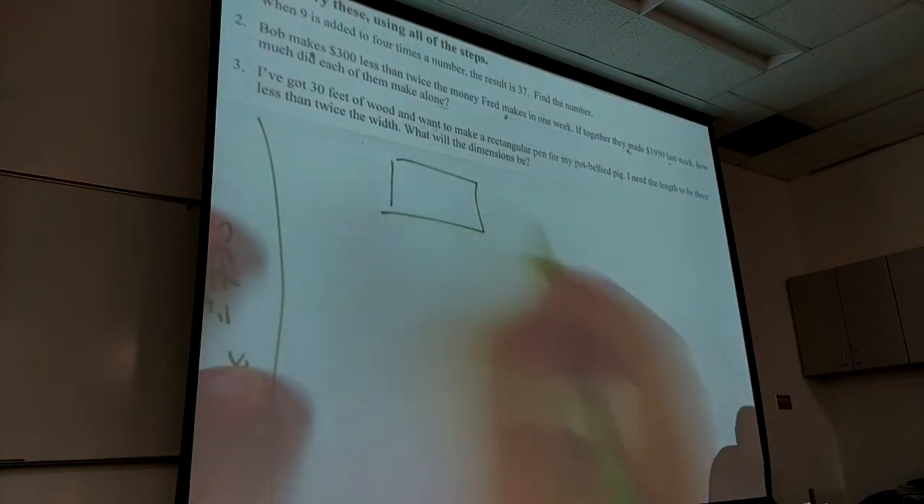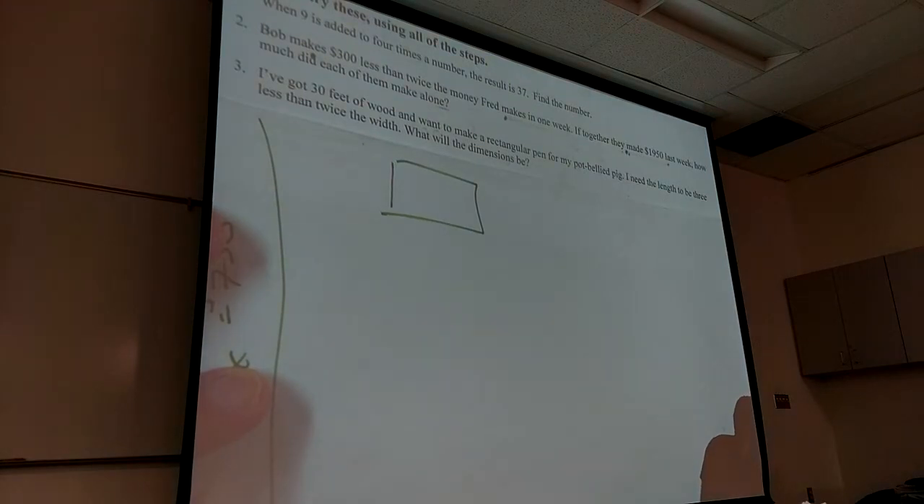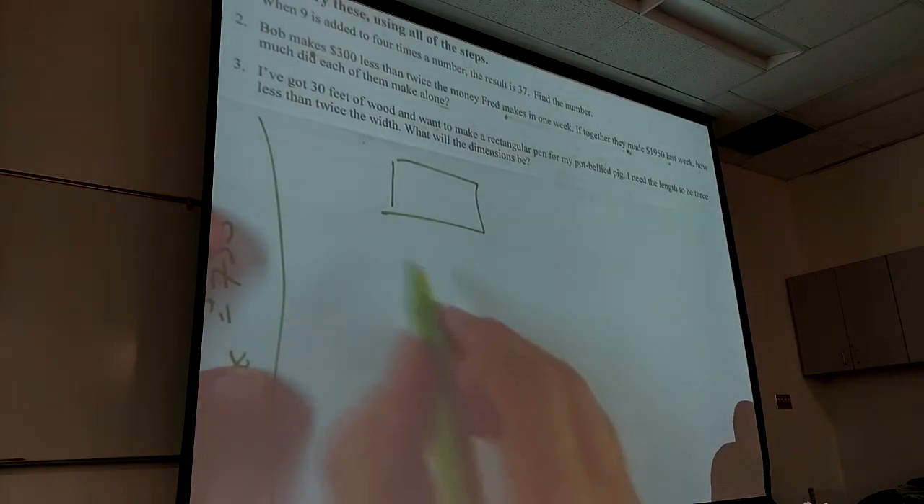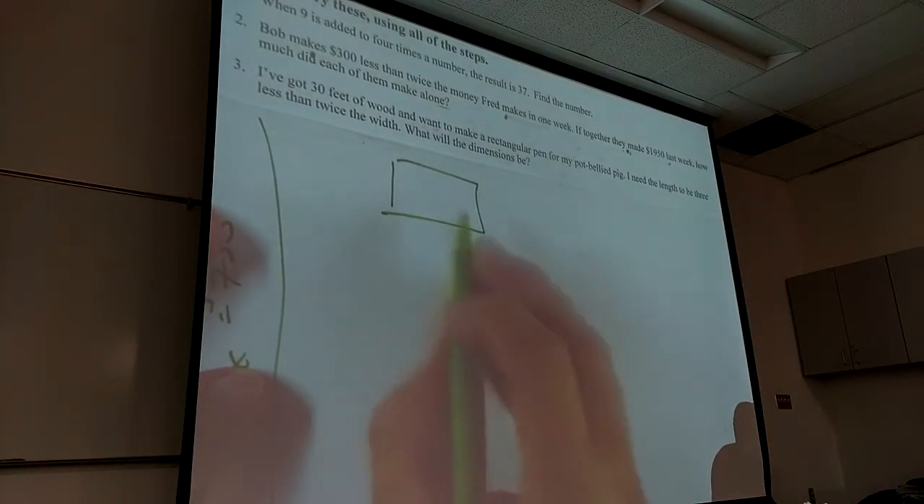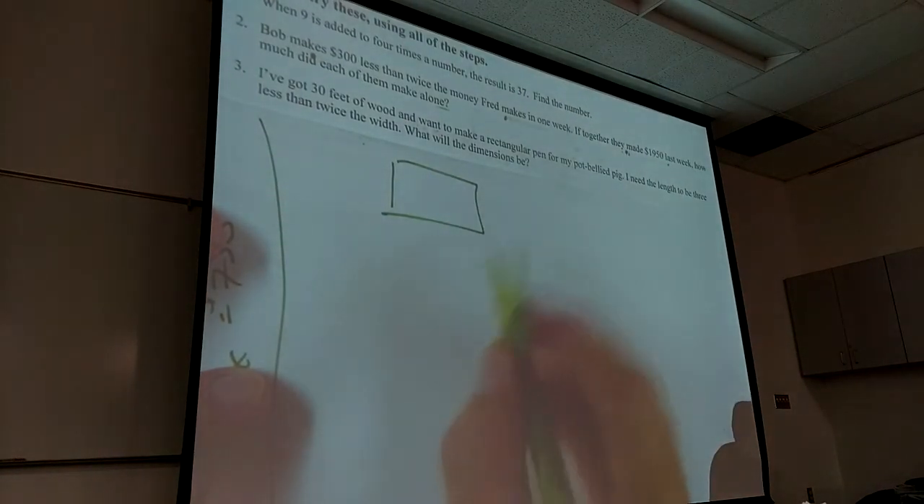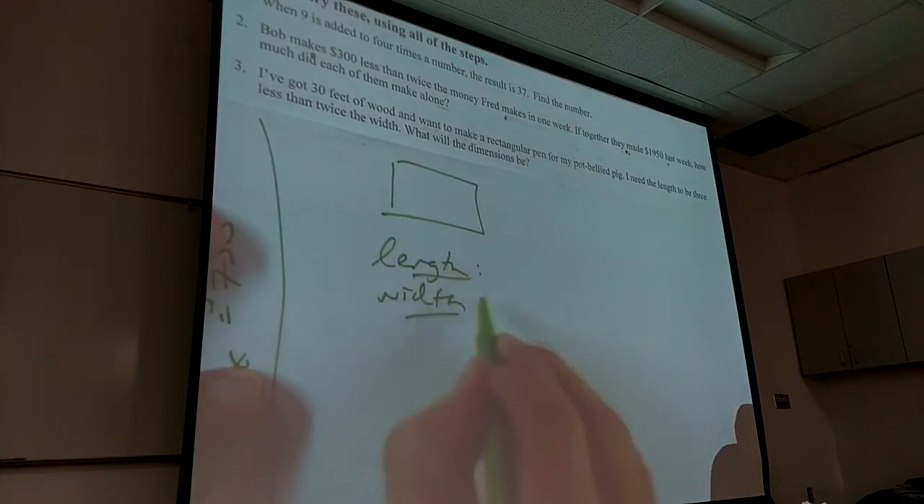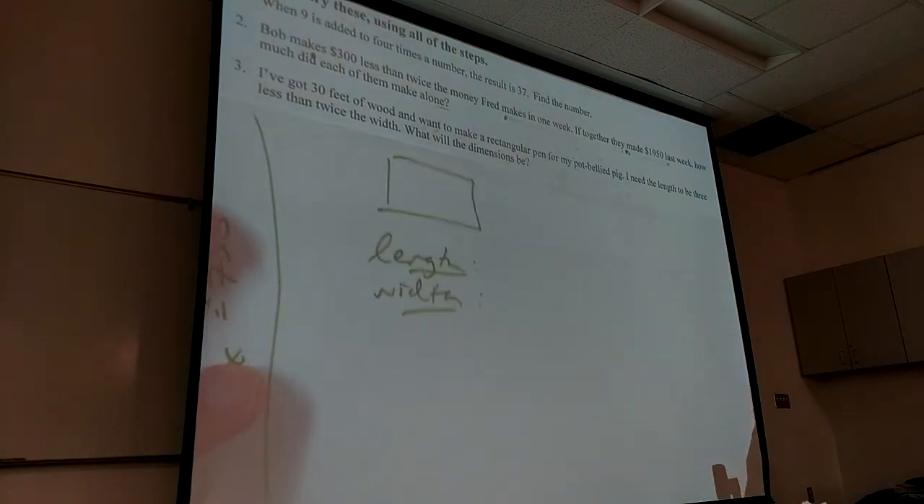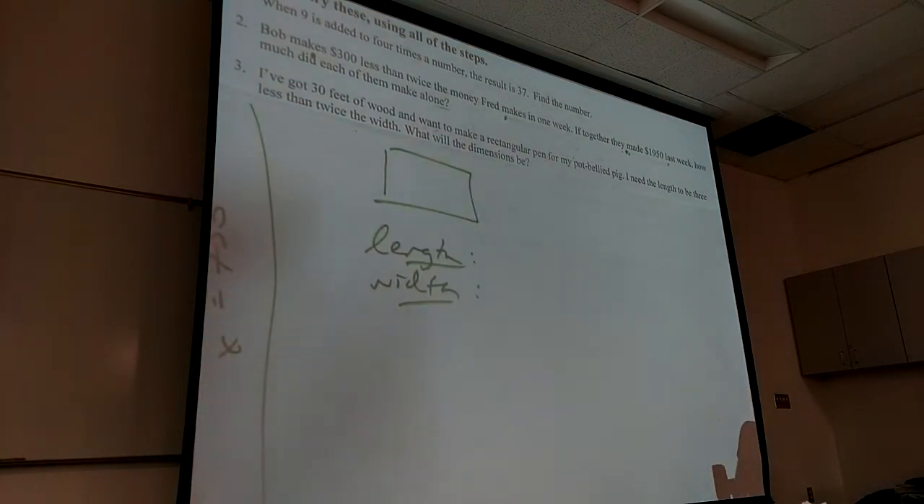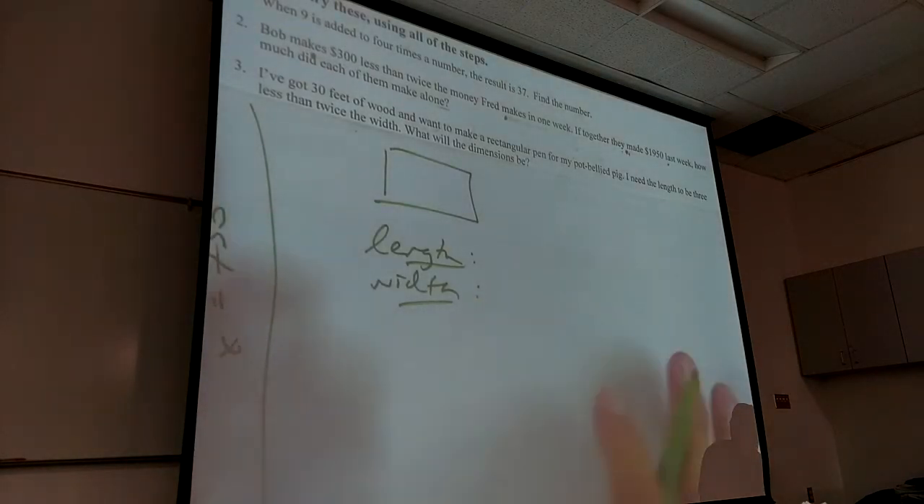30 feet of wood. Want to make a rectangular pen. Let me draw the rectangle. And my players are obviously what? What are the parts? Length and width. Who's going to be just X, or whatever letter you want to use? I need the length to be 3 less than twice the width, or else my pig gets really disturbed. It's very specific OCD or something. So I need the width first.